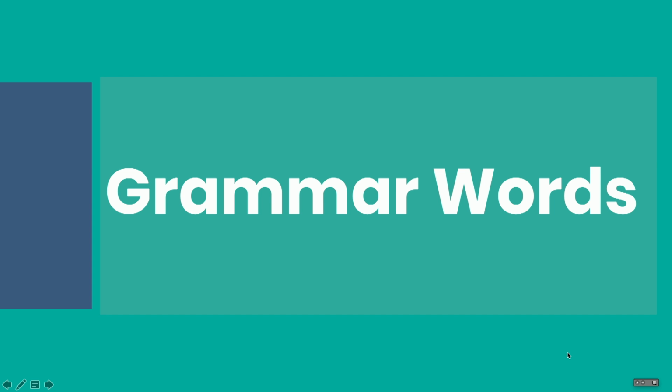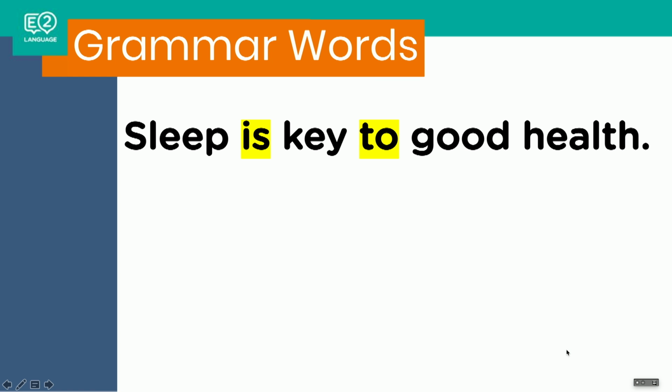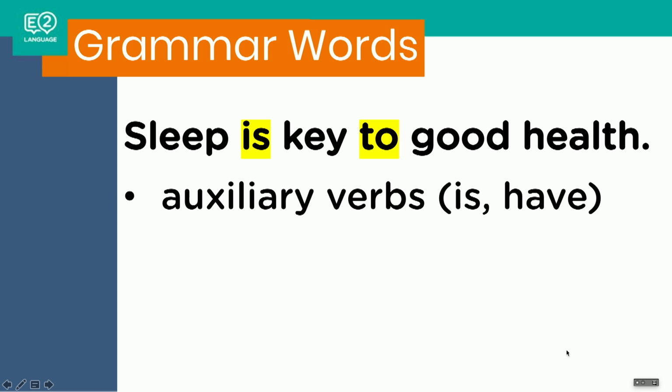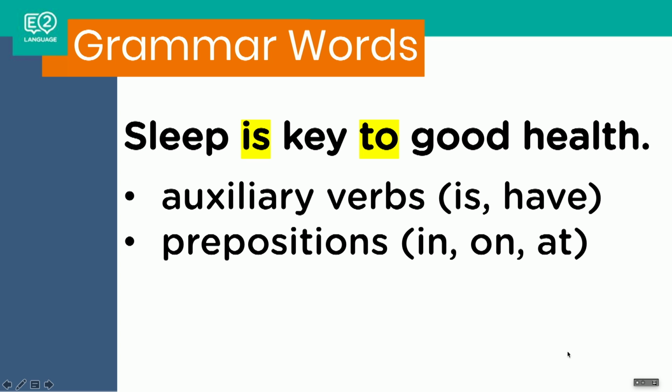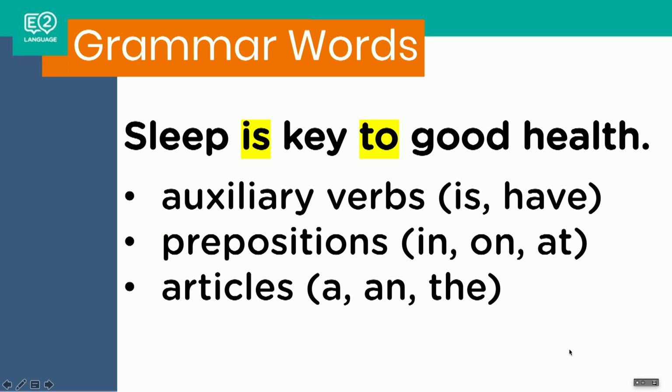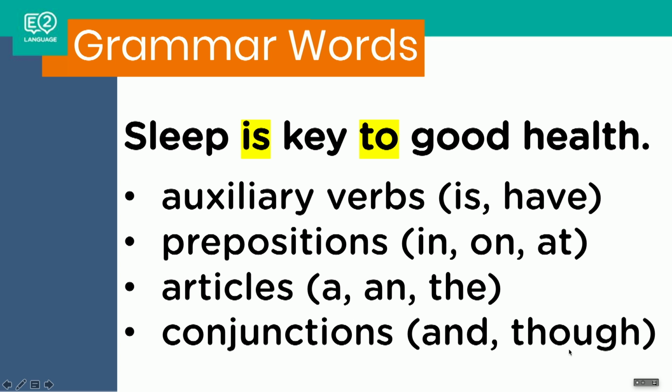Okay, now in contrast to meaning words are grammar words, okay? All the ones that we didn't choose. So is and to. They don't really have meaning, right? So we're talking about auxiliary verbs like is or have, as in have done or have been. Prepositions in, on, at, to, for, away, from, these sort of don't really have any inherent meaning. Articles, a and the, no meaning there. And conjunctions like and, though, not really any meaning, right?